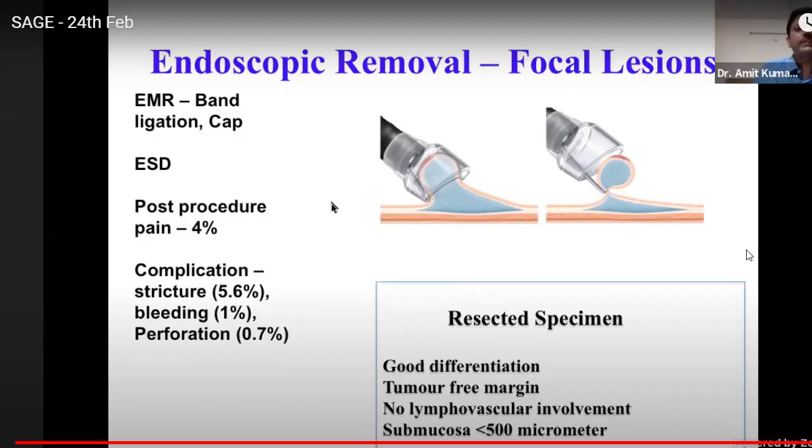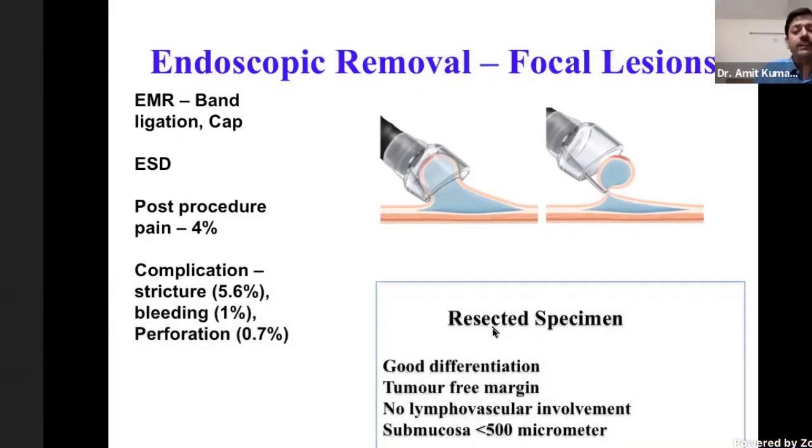After you have resected the lesion, you have to look at the histology report. If there is cancer in the report, then these features should be there to say that you have done a curative resection. There should be good differentiation. The margin should be free of tumor. There should not be deep submucosal involvement, and there should not be lymphovascular involvement. If any of these is not met, then the patient has to go for surgical therapy.